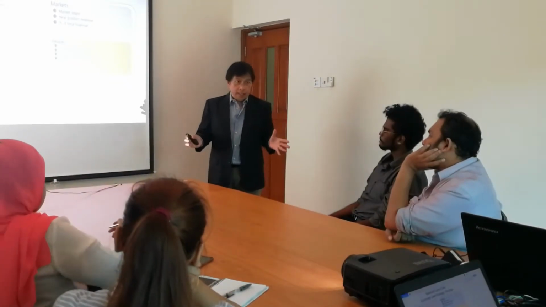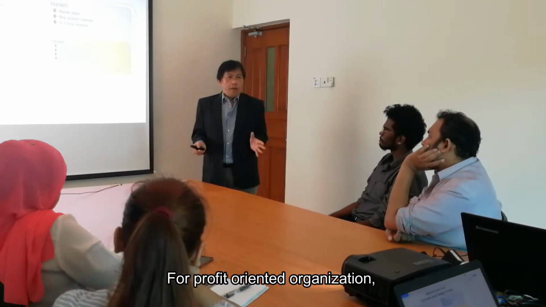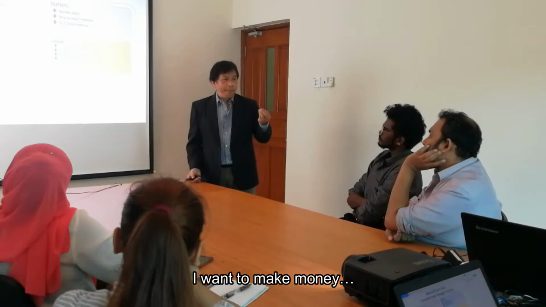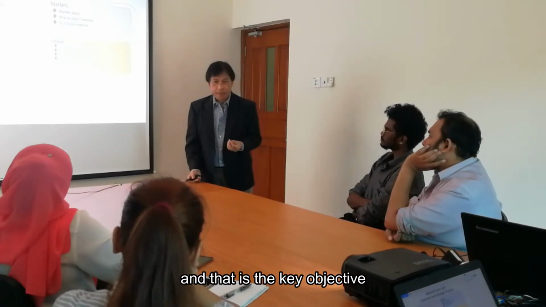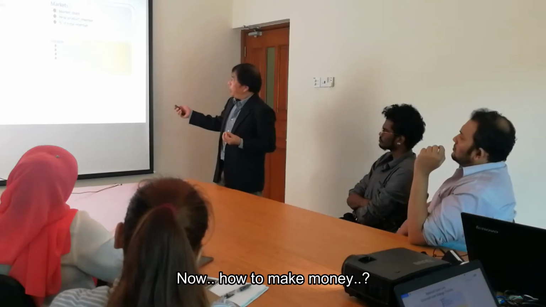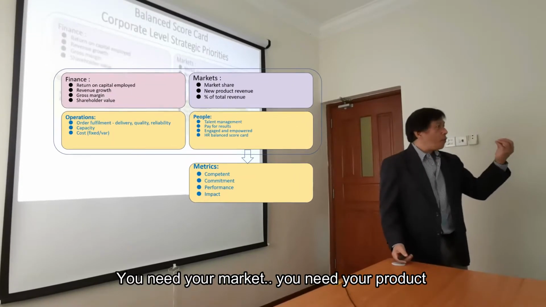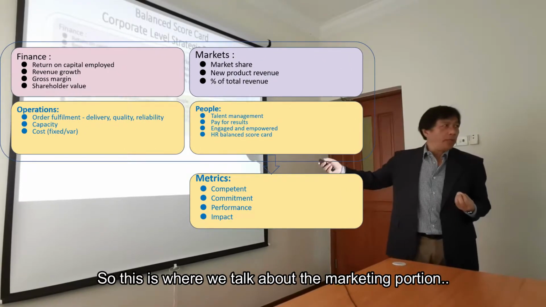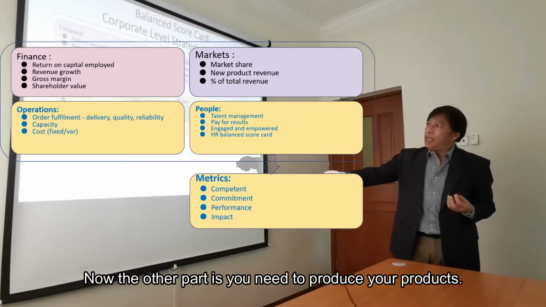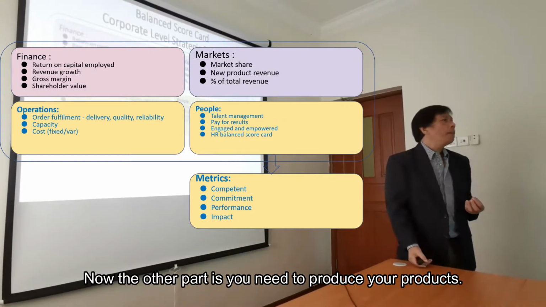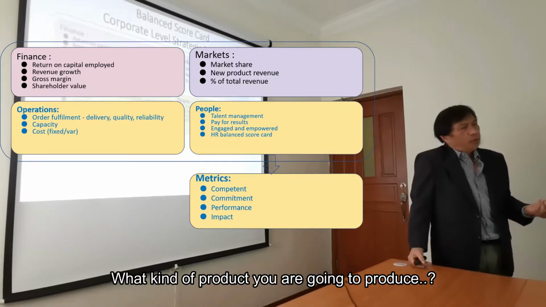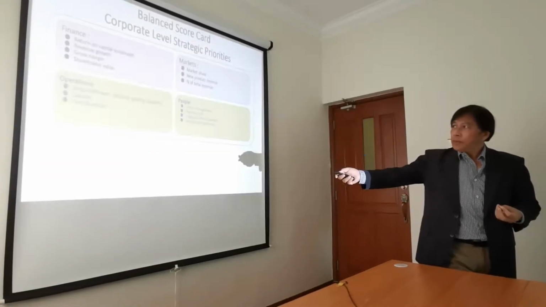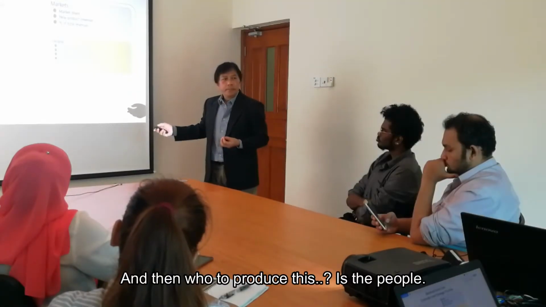Now, organizations exist for profit. For a profit-oriented organization, of course, they're looking at the finance. I want to make money, and that's the key objective. Now, how to make money? You need your market, you need your product, and you need to market it. So this is talking about the marketing portion and the operational portion. You need to produce your product. What kind of product are you going to produce? Hard products, goods, or even services. And then, who is going to produce this?